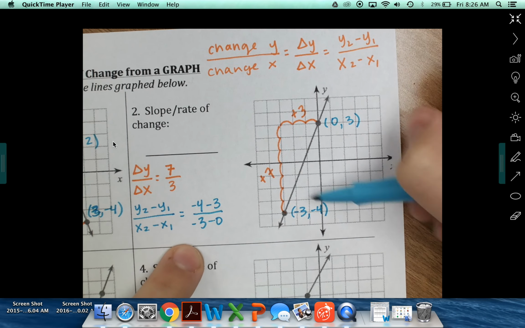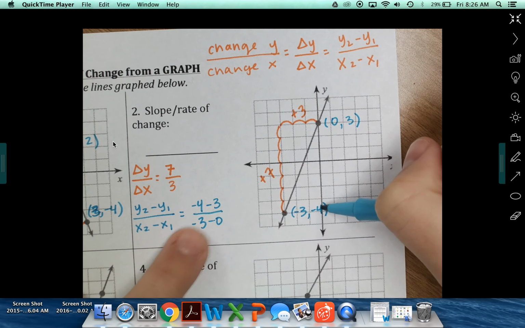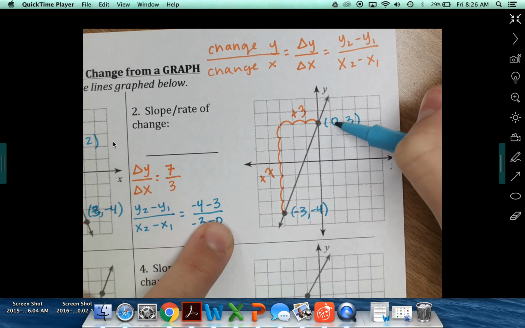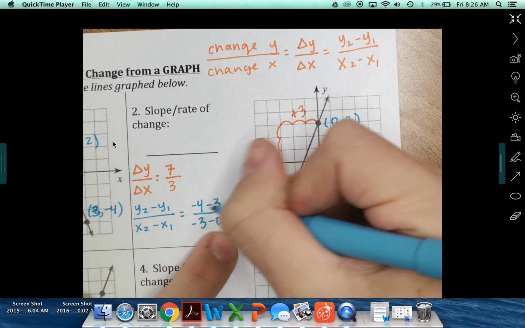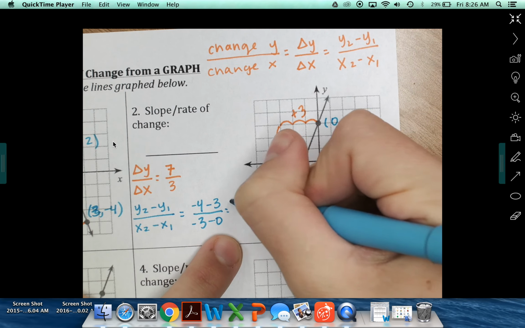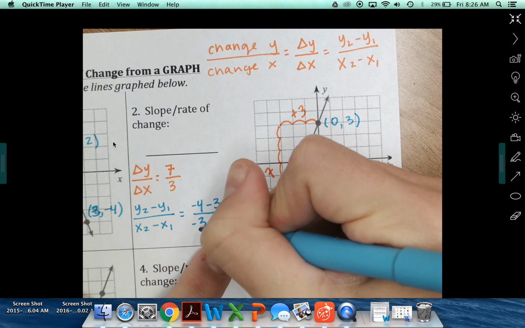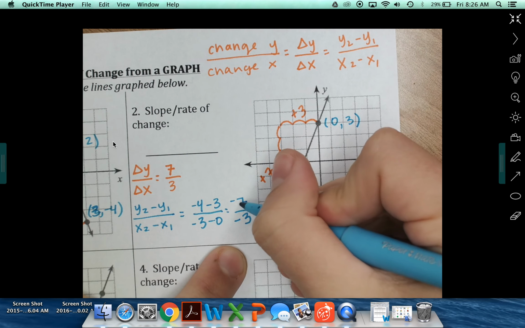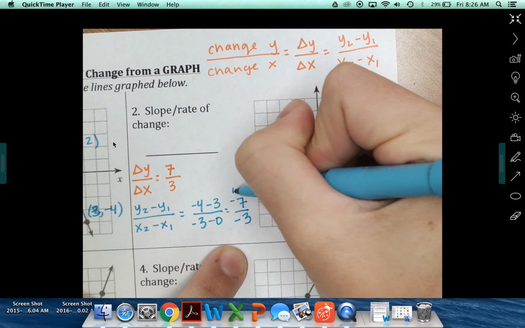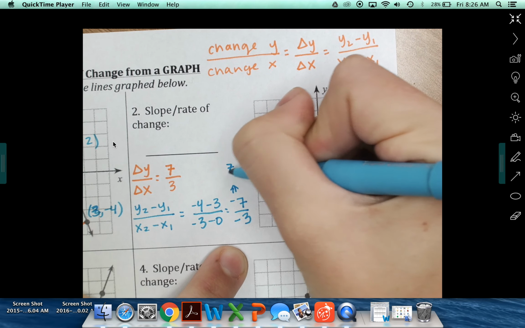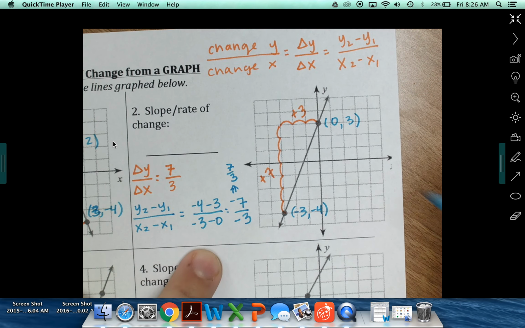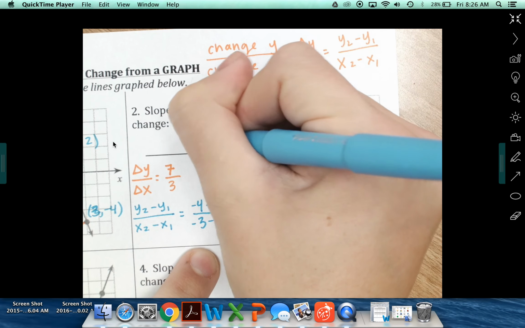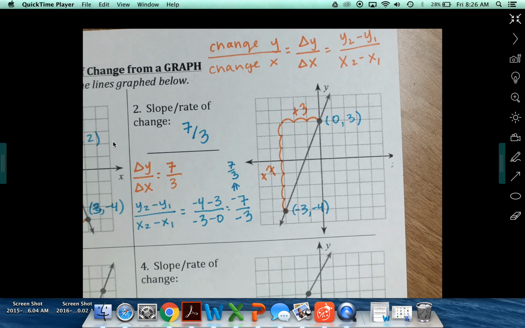Okay, so I've got my y value minus my y value, my x value minus my x value. Okay, negative 4 minus 3 is negative 7. Negative 3 minus 0 is negative 3. A negative divided by a negative is a positive 7/3. So notice in both cases, it doesn't matter how you do it, your rate of change is 7/3.